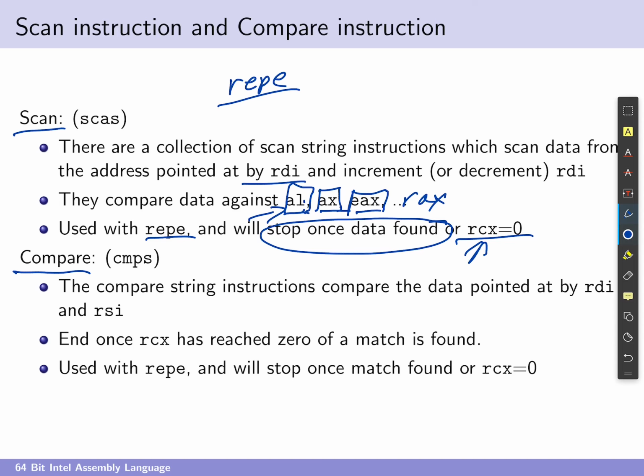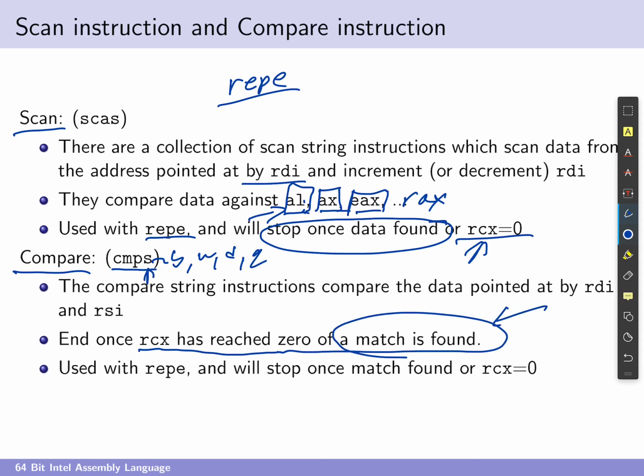Compare is quite similar to scan, but instead of taking one fixed value and looking for it in an array, we're doing a pairwise comparison across 2 arrays. So you could use this as a quite effective way to check if 2 chunks of memory are 100% identical. Here the operation is CMPS, compare string instruction, and again you'd specify the size: byte, word, double data word, or quad word. And same as before, we load our source and destination registers into RSI and RDI, and we end once RCX has reached 0 or a match is found.